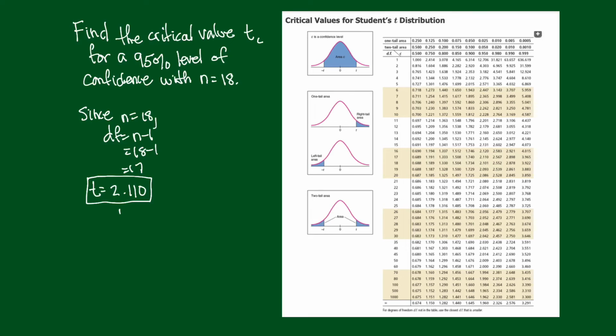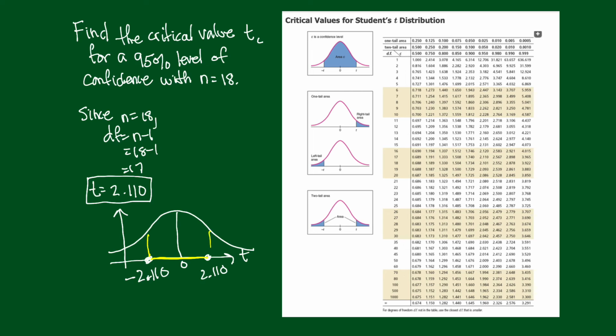What it's giving us is, under the t curve, right here's the t curve. Now it's kind of normal, but with thicker tails. The high point is 0. Now the critical values are going to be out here: negative 2.110 and positive 2.110. What we're saying is that in this interval we have captured 95% of the area under that curve, between those two values.